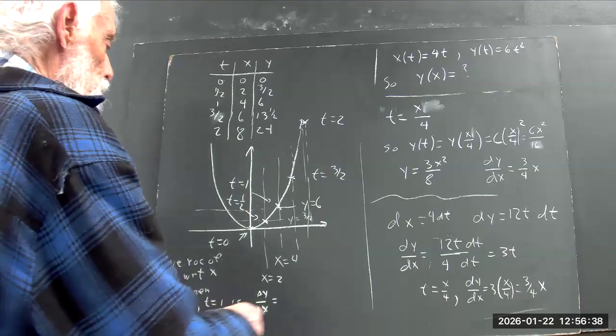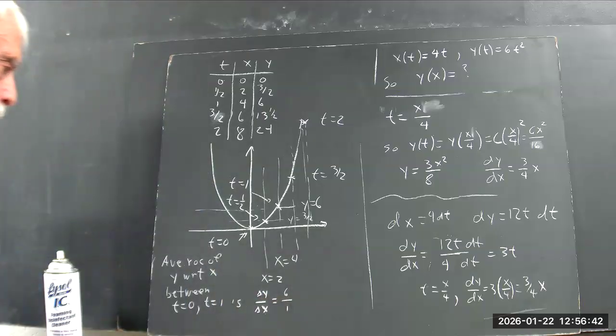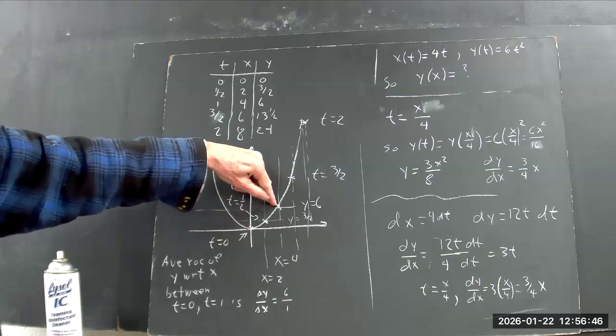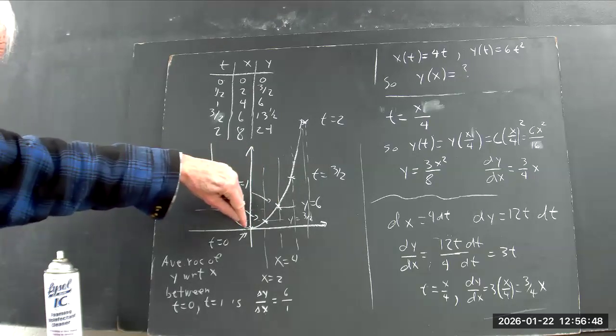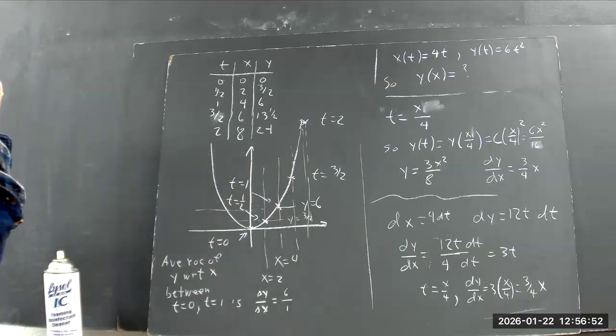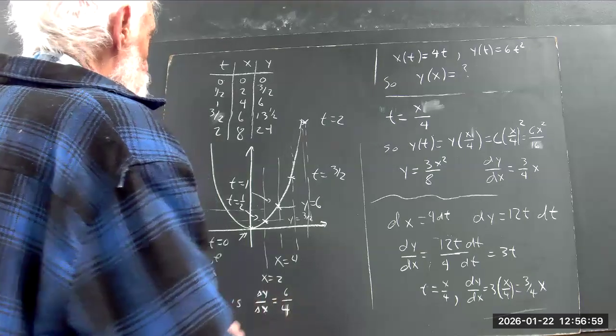But the delta y is 6. And the delta x is 1. At t equals 0, you're here. At t equals 1, you're here. You change 1 unit in the x direction. Whoa, wait. Delta y over delta x. I'm sorry, I was doing delta y over delta t. 6 over 4.